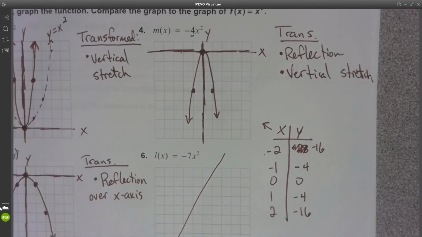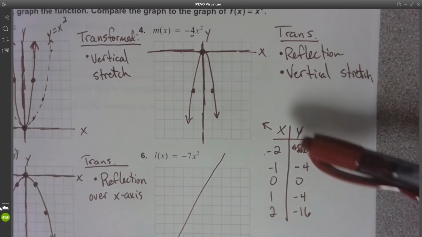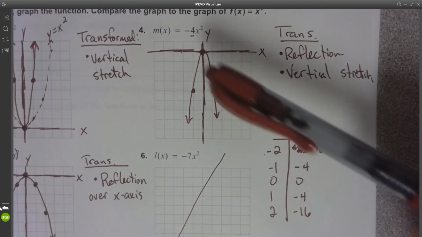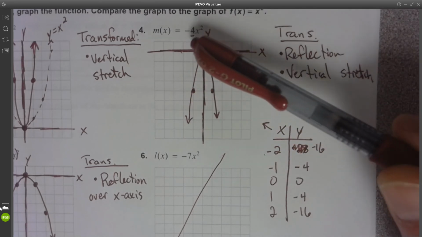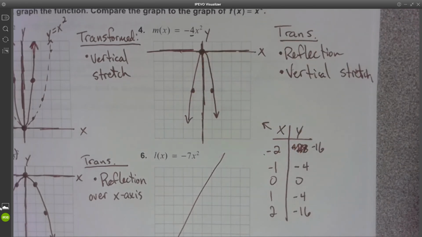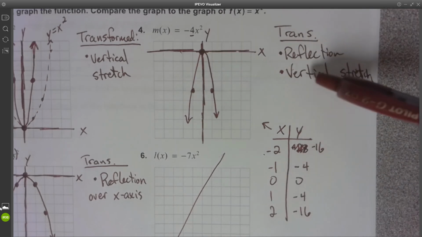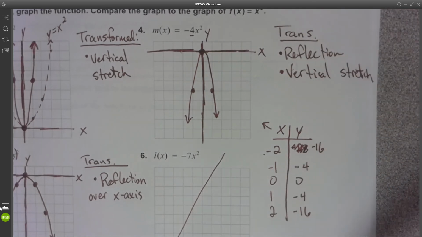As you're graphing these, make sure that you're making an x and y table. When you plot your points, just think about the number in front of A. Is it reflected or not? Is it vertically stretched or shrunk?